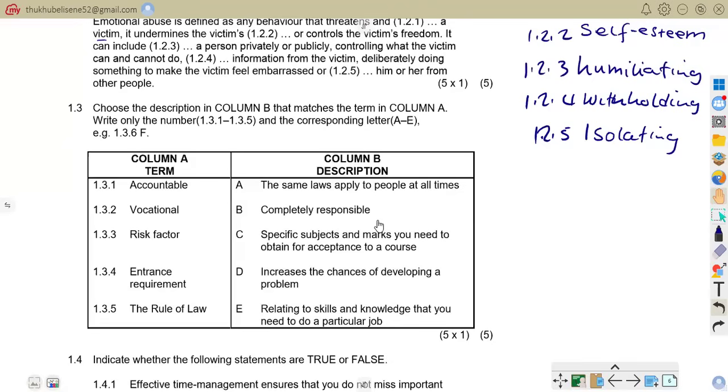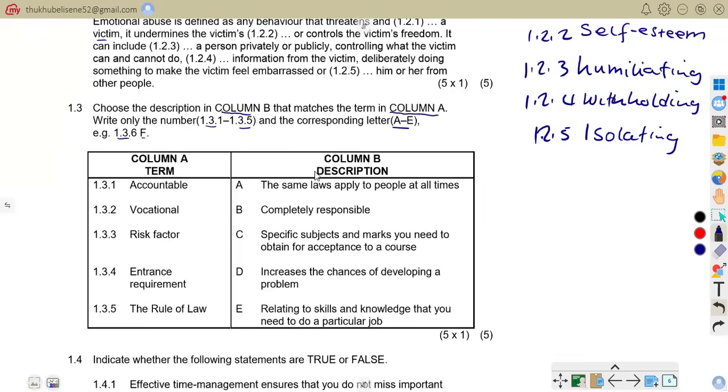Let us move on to 1.3. So 1.3, we are going to do a matching question. As it says, choose the description in column B that matches the term in column A. Write only the number 1.3.1 to 1.3.5 and the corresponding letter, that is A to E. Example 1.3.6 F. So column A are the terms and column B are the descriptions.